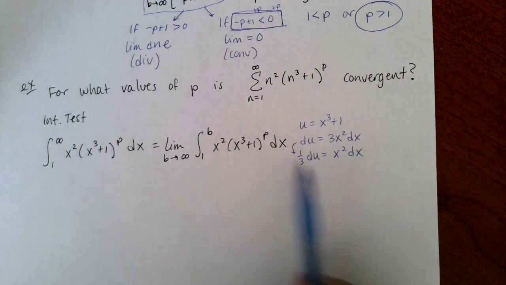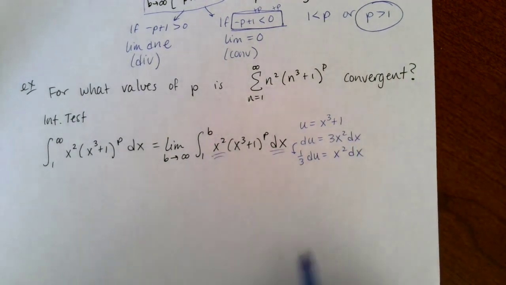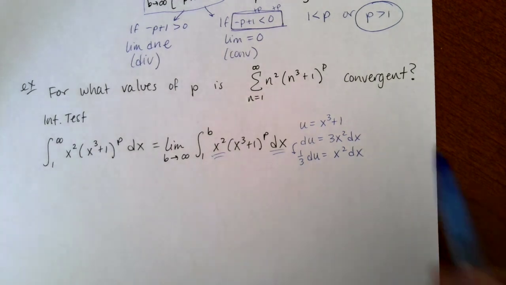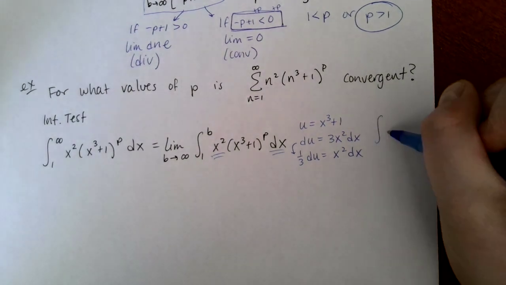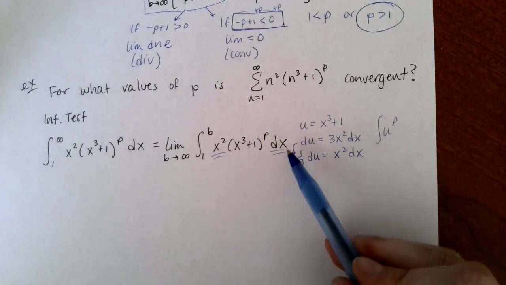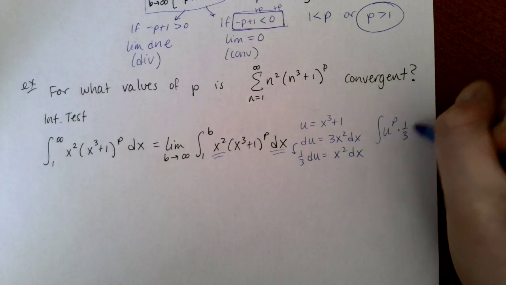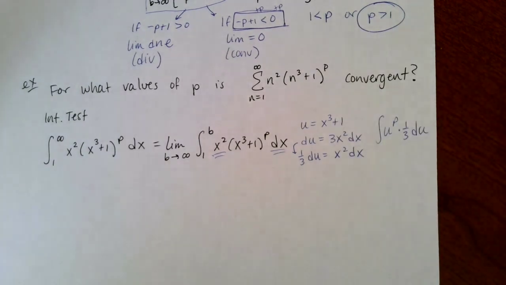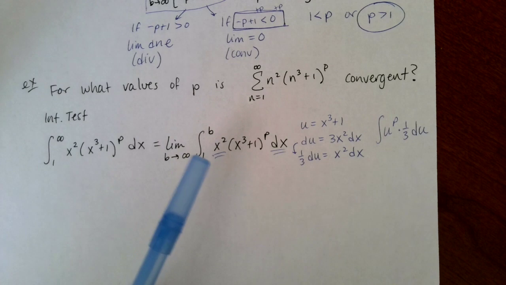So x squared dx, that's this part with this part, that'll be replaced with 1/3 du. So altogether, this integral would be u to the p power, whatever that p power is, times 1/3 du. And I'm not bothering to convert the bounds because I'm going to bring it back to 1 and b, but certainly you could convert the bounds as well.